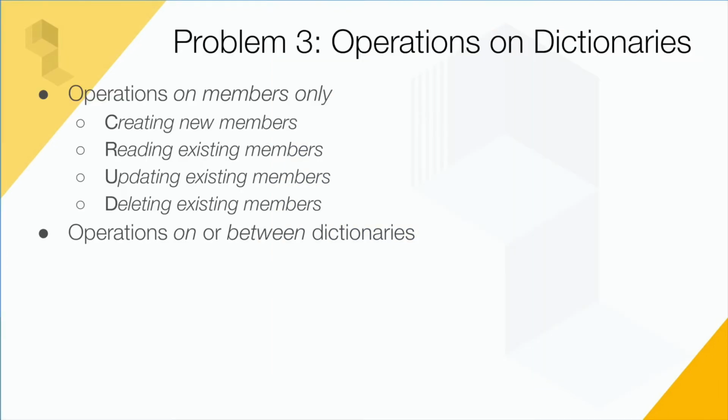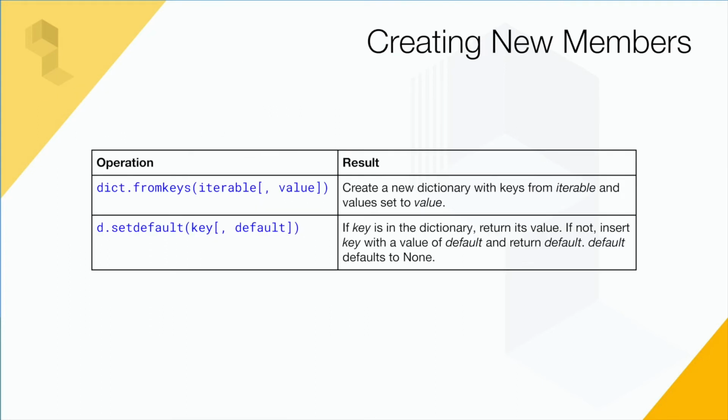Problem 3, operations on dictionaries. As before, we have split this into two: operations on members and operations between dictionaries. As before, we use the CRUD acronym to exhaustively categorize the operations we can perform on the members of a dictionary. Each section below provides a collection of operations and methods that are available on dictionaries. Creating new members. The table below shows the operations that you can use. So the fromkeys method is used to create a new dictionary with the keys from an iterable and the values set to value.